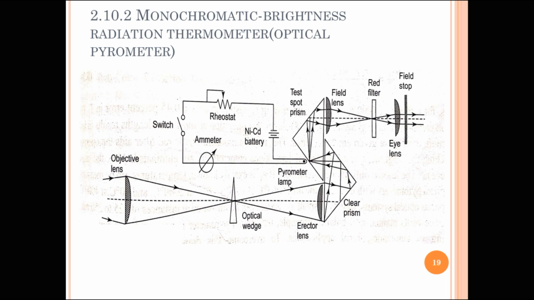A red bandpass filter restricts the matching of wavelength near 0.655 micrometer, the most sensitive region of the human eye. The optical wedge mounted on a rotatable dial inscribed with temperature values is adjusted until the lamp image disappears in the superimposed target image, whereupon the target temperature is read from the dial. If the target is not a black body, tables are provided to adjust for unknown emittance values.